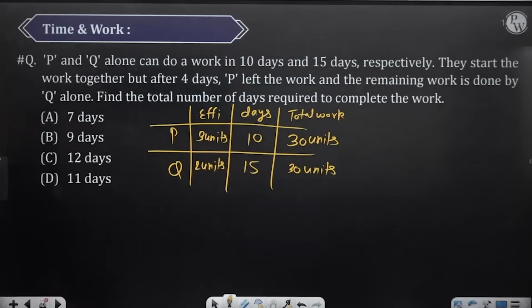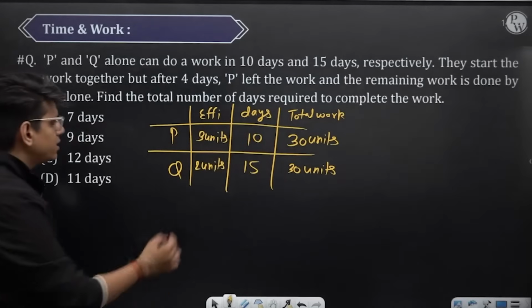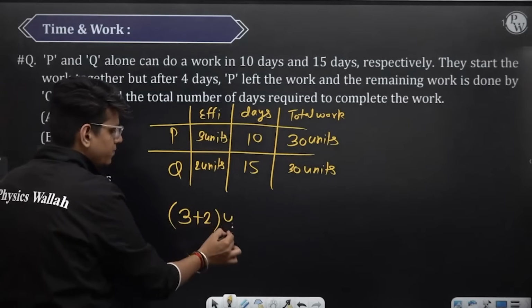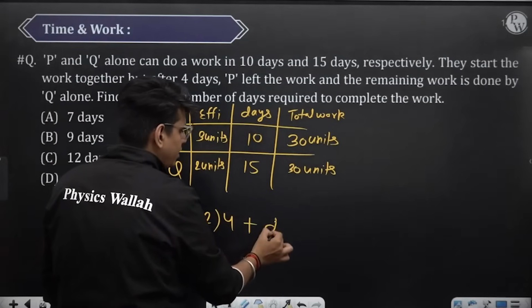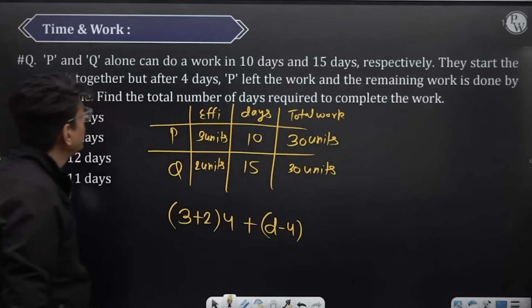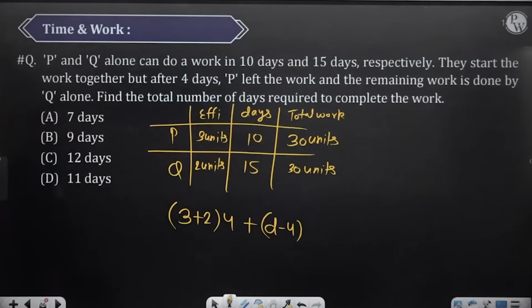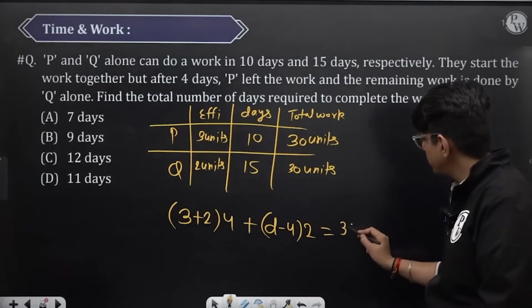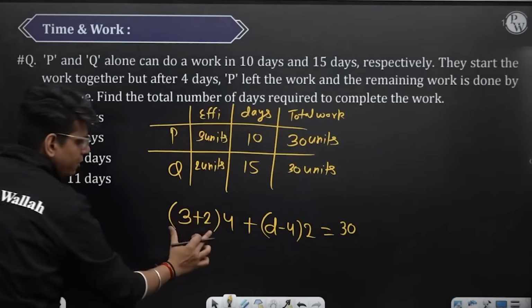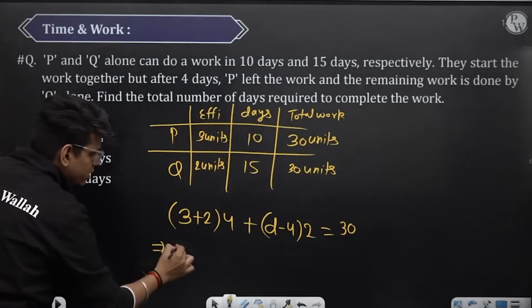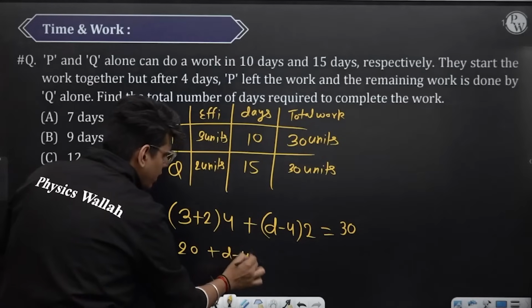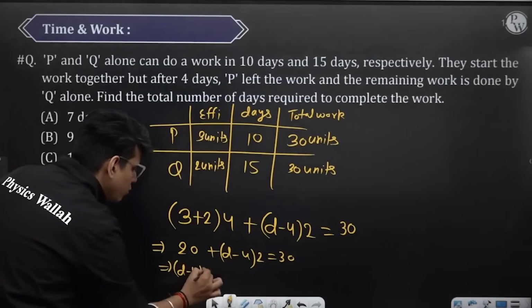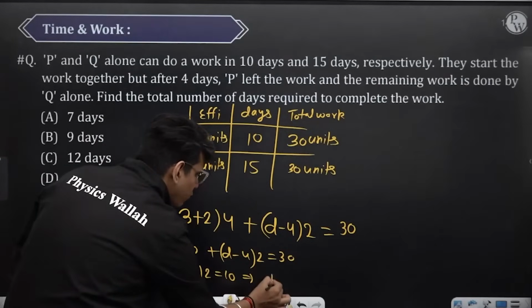Okay, they start the work together, but after 4 days, P left the work. So each of these were contributing 3 and 2 units for 4 days. Let the total days be D. So D minus 4 is the remaining days. P left the work and the remaining work was completed by Q. So Q does 2 units in a day and the complete work is 30 units. Initially for 4 days both were working, so 5 into 4 is 20, plus D minus 4 into 2 equals 30. From here D minus 4 into 2 equals 10. So D minus 4 equals 5.